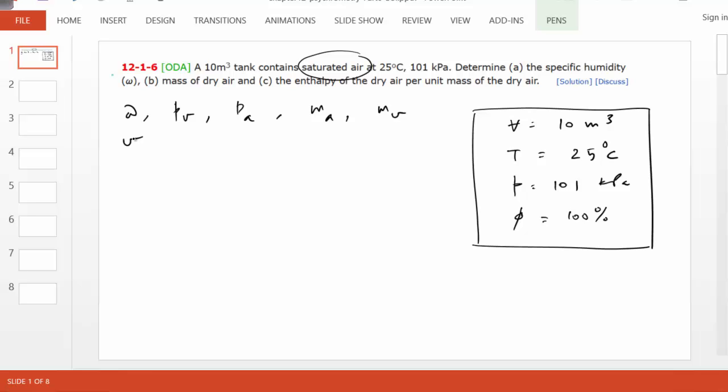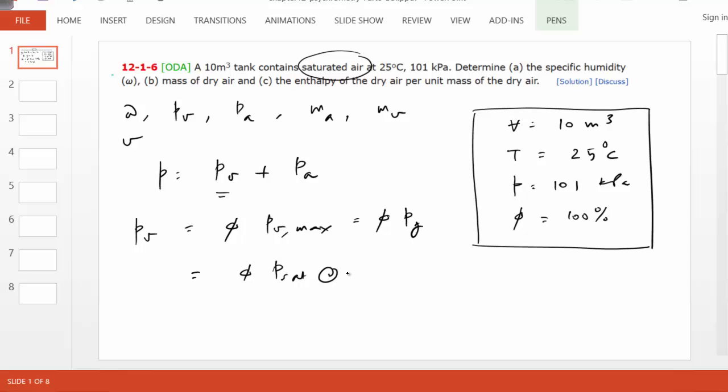Okay, first things first. The total pressure is given to us, so we know total pressure is PV plus PA. And what is PV? PV is phi times PV max. And PV max is also called PG, the G point in your PC model, or P sat at the given temperature.